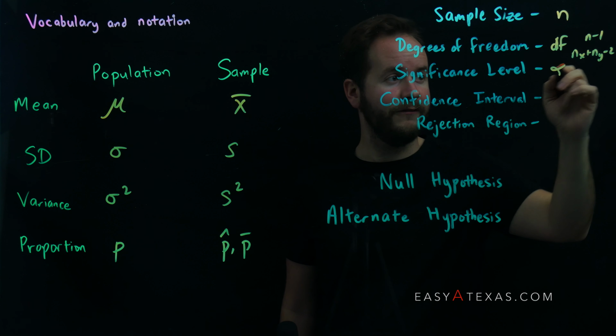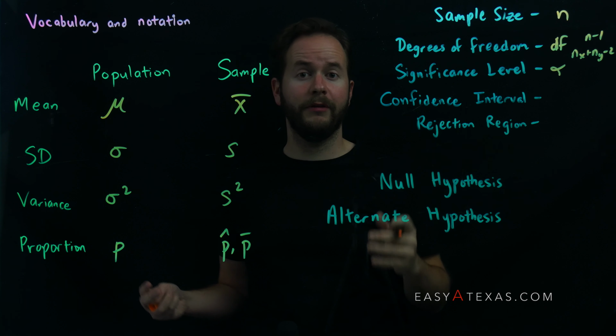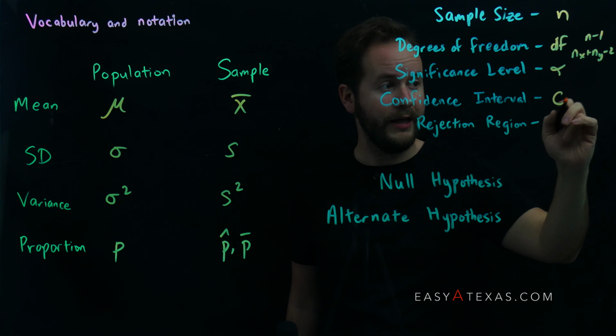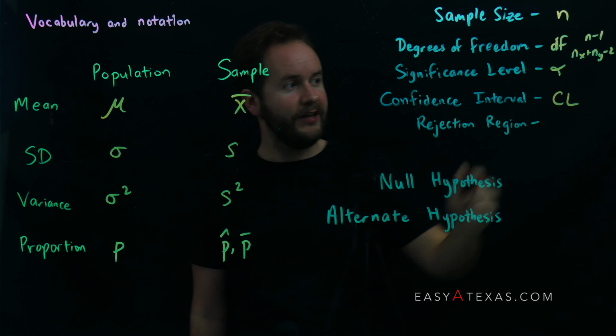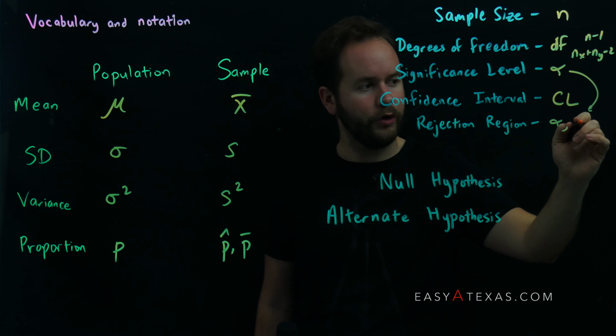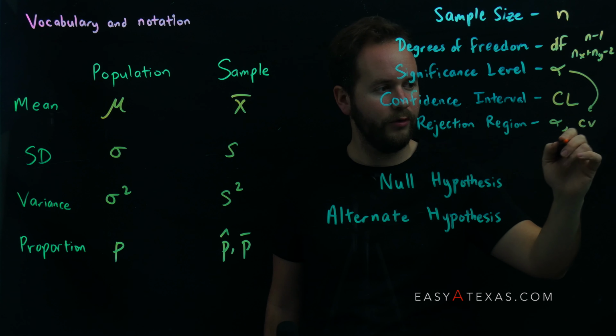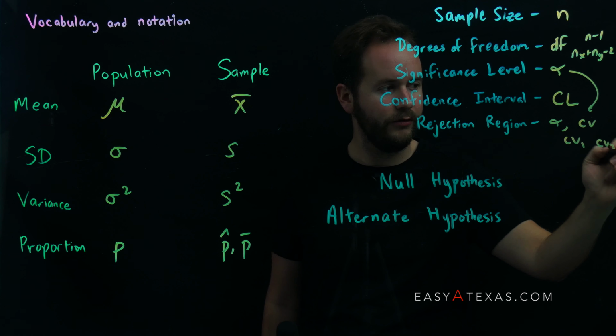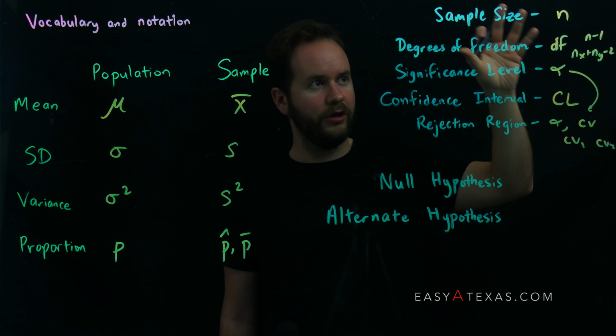Significance level, that's alpha. Confidence interval uses something called a confidence level, which I usually denote by CL. The rejection region tends to use that value of alpha. As well, we use what's called a critical value, or sometimes we use two critical values, so we might say CV1 and CV2. So that gives you all the notation associated with these five things here.